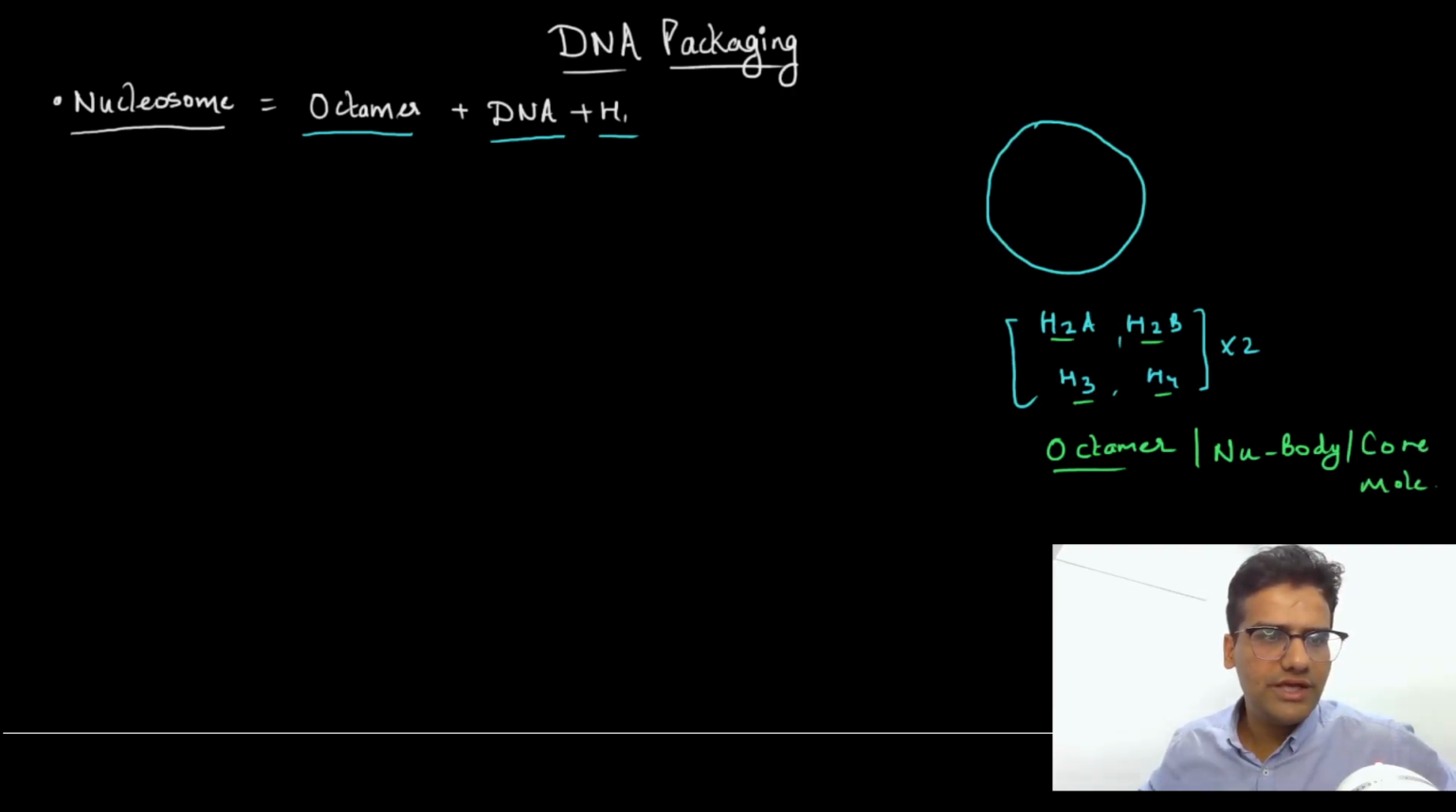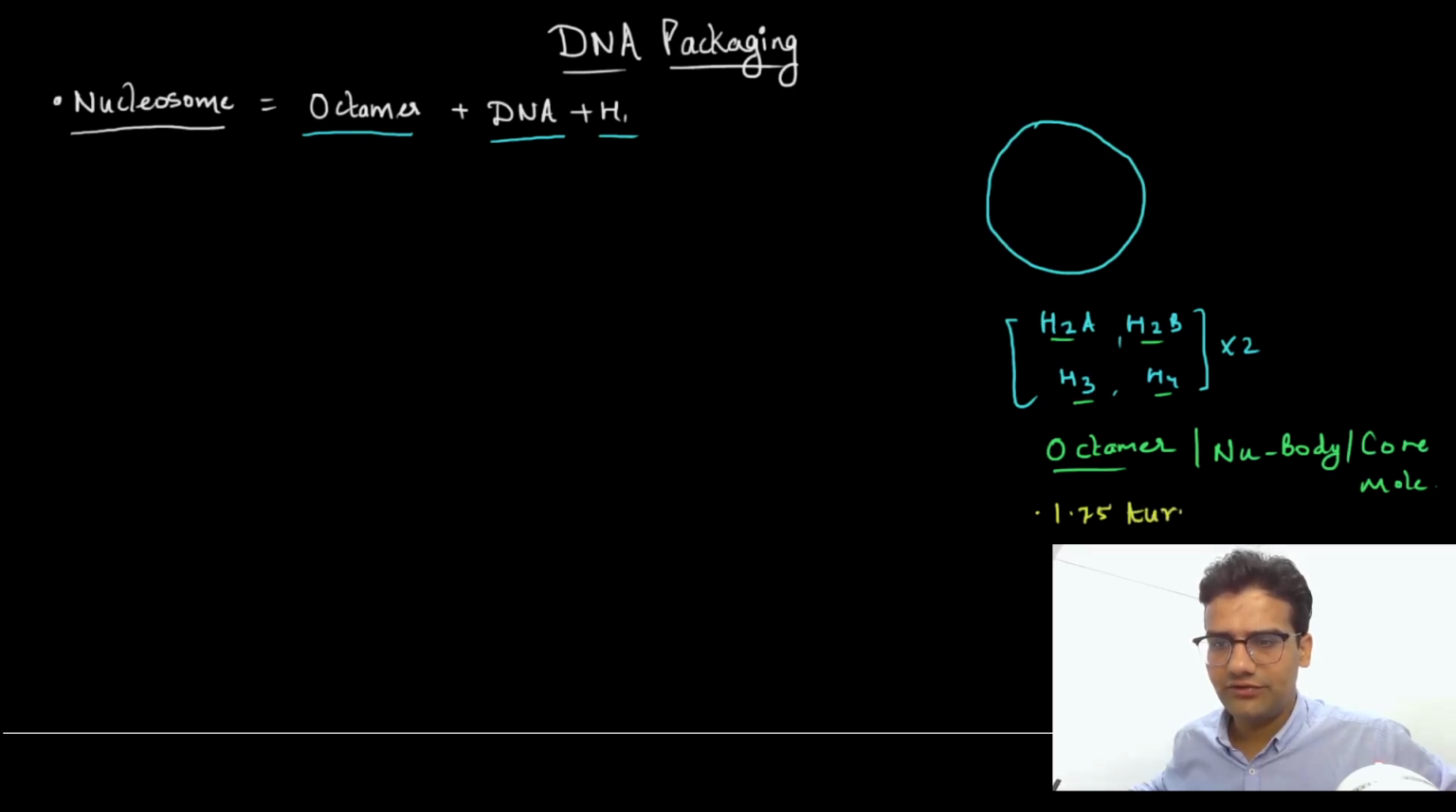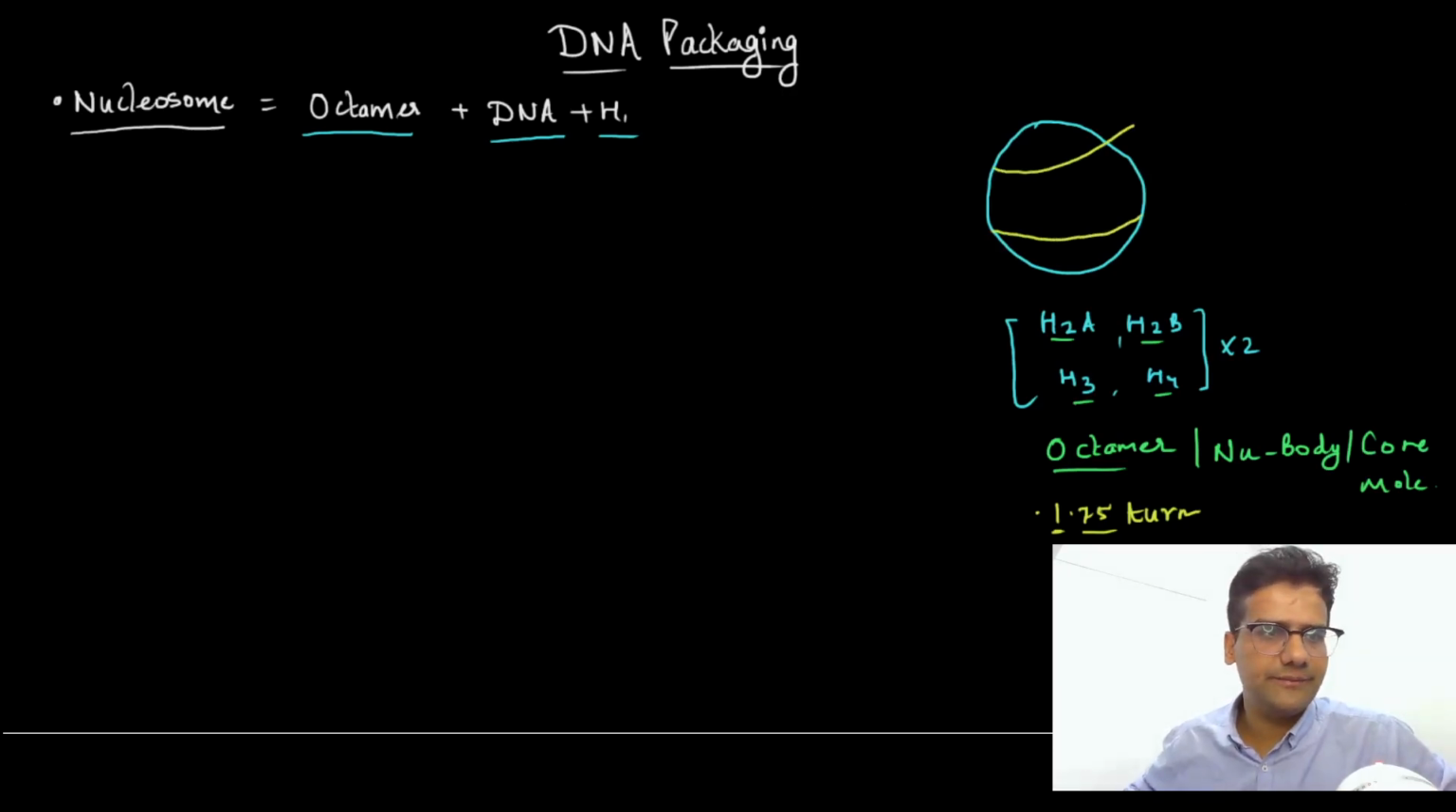If we talk about DNA, our DNA is wrapped around this ball-like structure. There are 1.75 turns of DNA. One turn is complete and the other turn is three-fourths. So this is our octamer, and this octamer is present in this way.